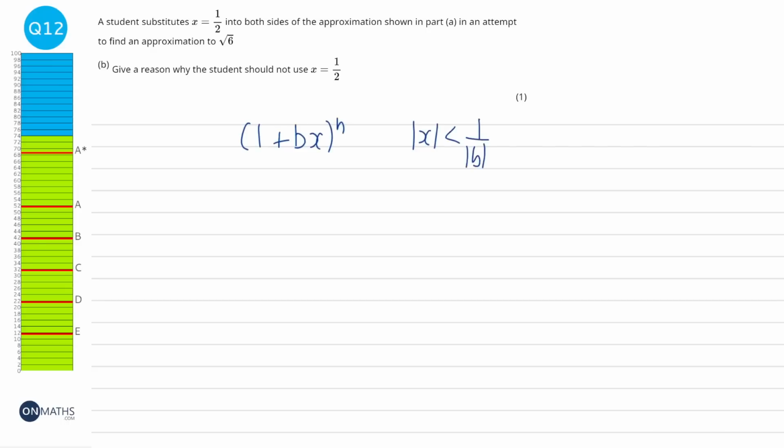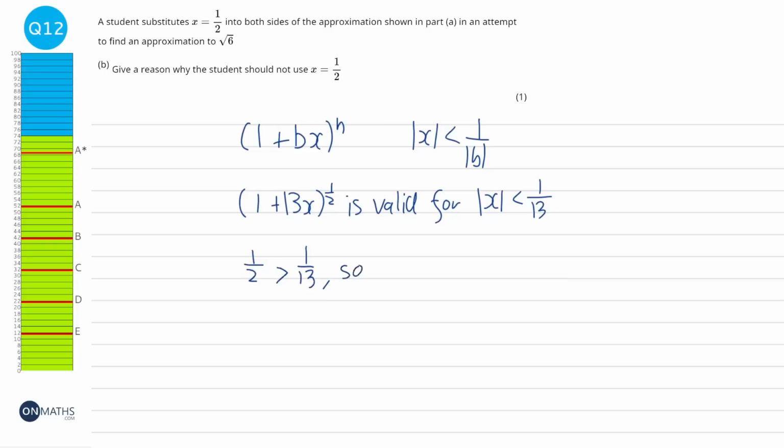So the expansion of 1 plus 13x is only valid when the absolute value of x is less than 1 over b, which is 1 over 13. So it must be less than 1 over 13. But a half is greater than 1 over 13. So it is not valid.